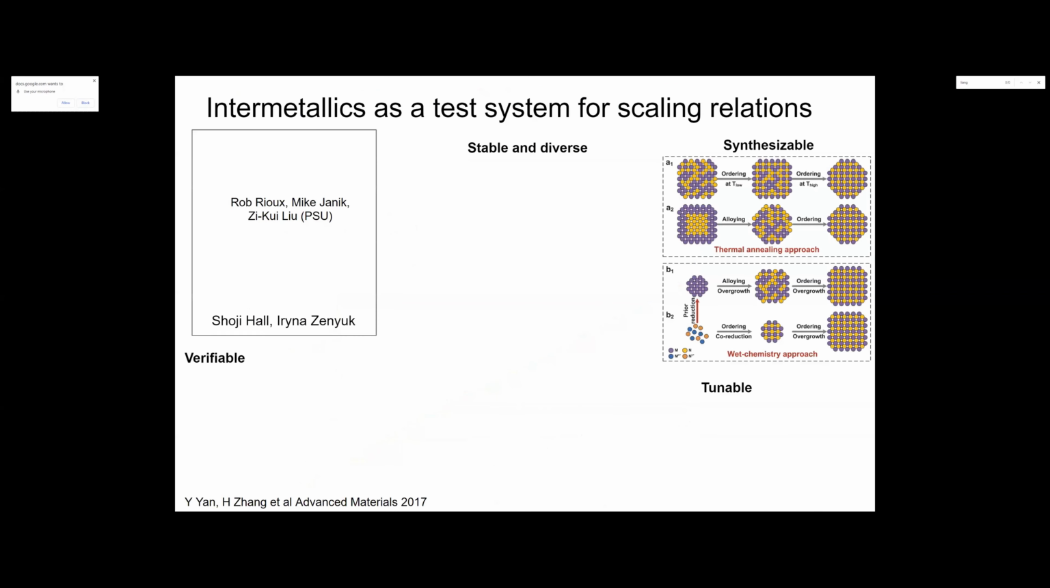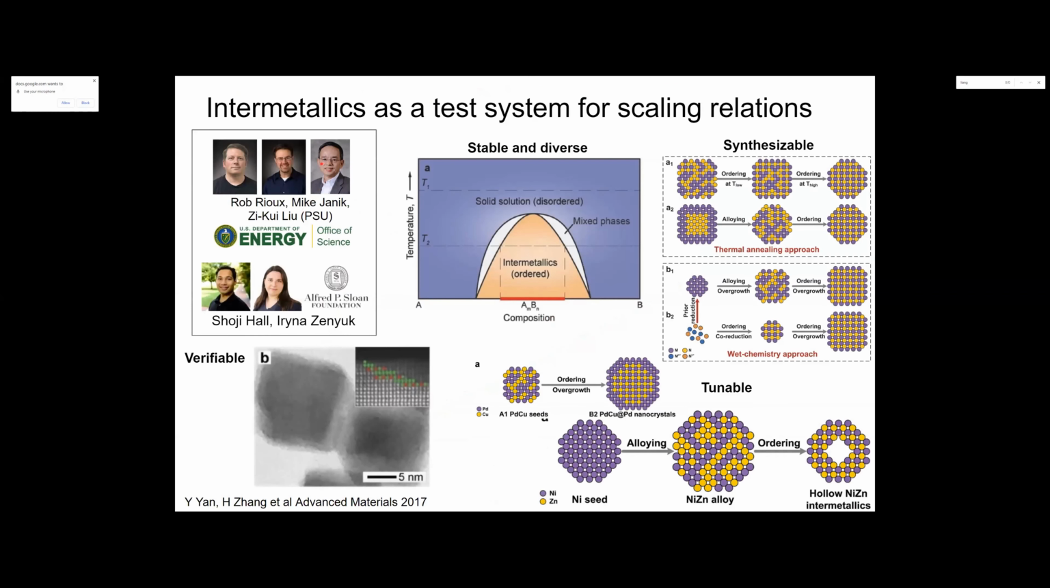So intermetallics are quite interesting for a variety of reasons. This is work that we're doing in collaboration with Rob Ryu, Mike Janik, and Zachary Liu at Penn State, funded by the DOE, and also work that we're doing with Shoji and Arena at Hopkins and UC Irvine, respectively, funded by the Sloan Foundation.